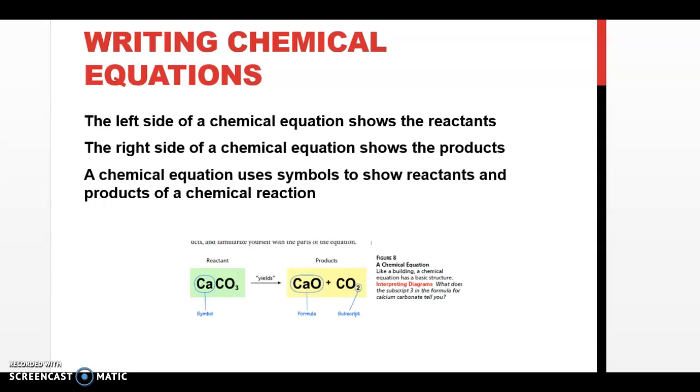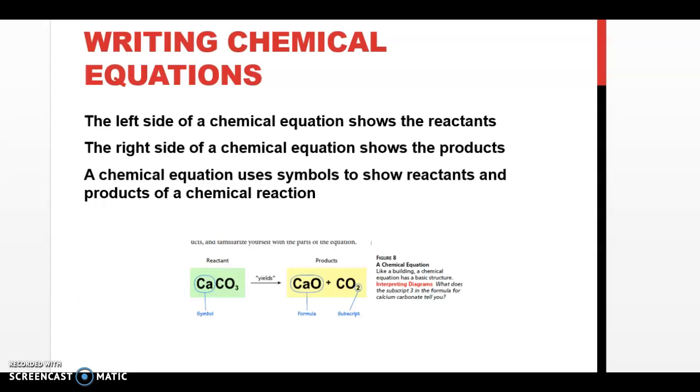It's produced when you react two substances together, or when you have a known substance and you break it apart. Or if you put two different substances together and move things around, and we have new products. A chemical equation, like I said, uses symbols to show reactants and products of chemical reactions.